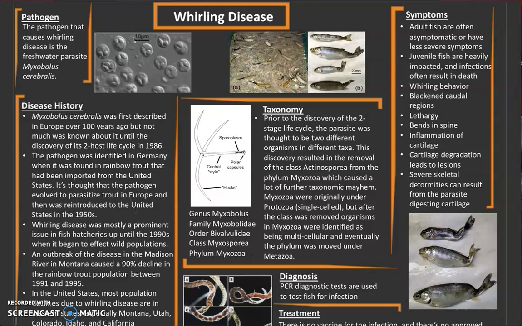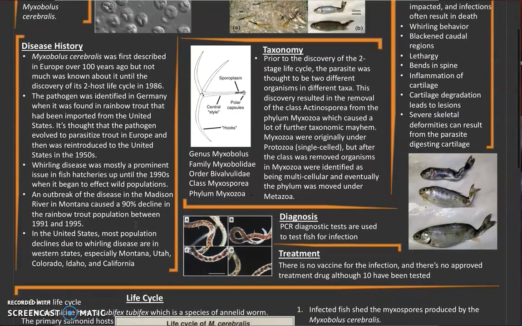So this pathogen evolved in Europe to parasitize trout, or so it's thought. They aren't positive, but it was introduced in the United States in 1950s, where it began to cause a lot of problems for fish hatcheries. So this was true up until the 1990s, when it began to affect wild populations as well. There was a major outbreak in Montana that caused a 90% decline in rainbow trout populations between 1991 and 1995 in the Madison River, which was a lot of fish.